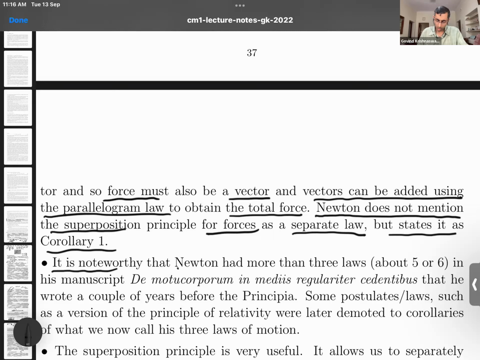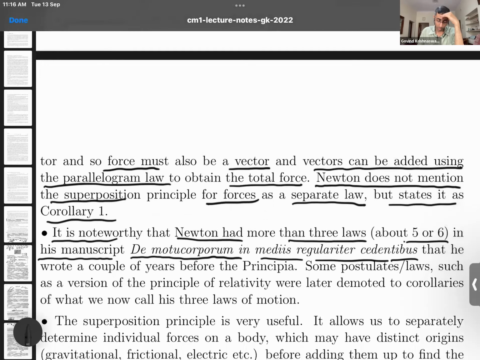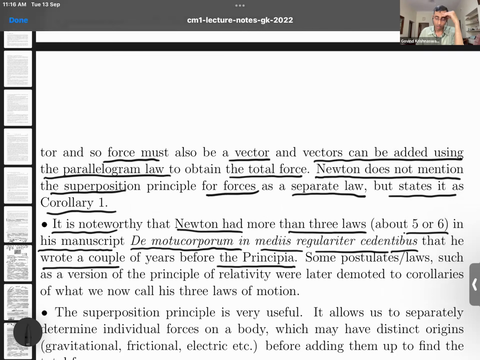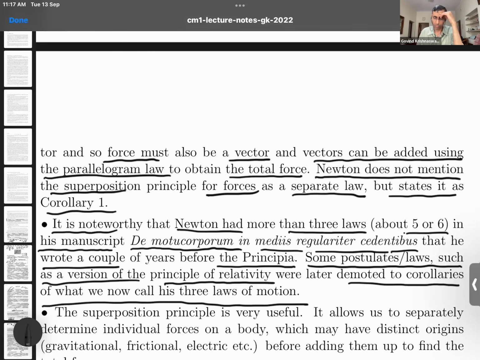Now, it is also noteworthy that Newton had more than three laws. He had about five or six laws, in fact, in his earlier manuscript, which goes by the name De motu corporum in medis regulatae sedentibus, a Latin name, that he wrote a couple of years before the Principia Mathematica. Some postulates and laws, such as a version of the principle of Galilean relativity, were later demoted to corollaries of what we now call his three laws of motion. So the way in which these axioms or postulates were put together itself changed in Newton's own mind and in his time.